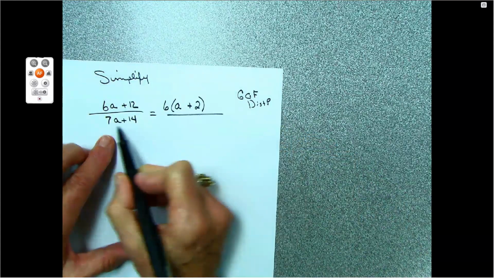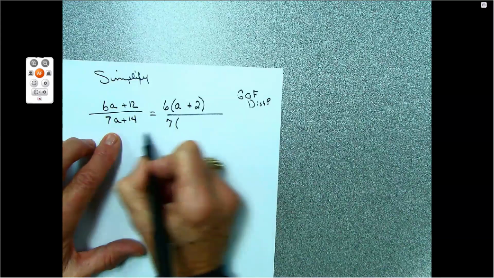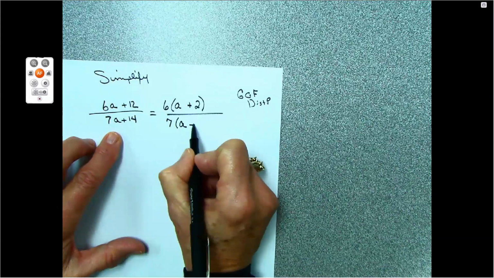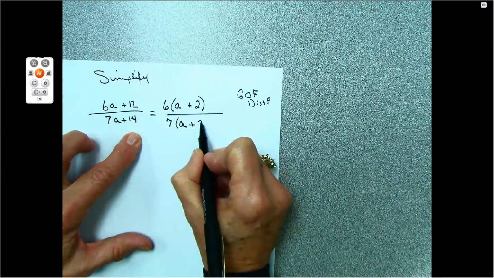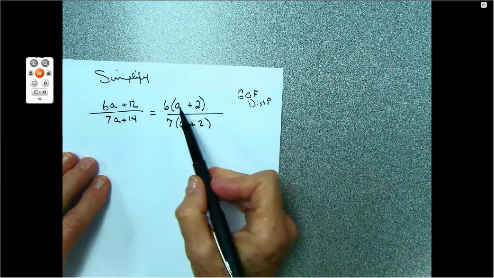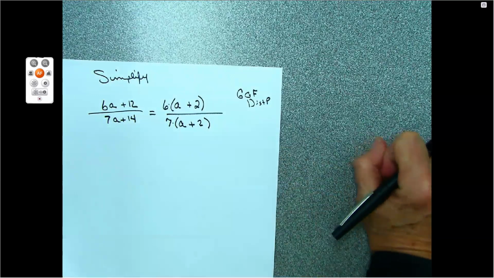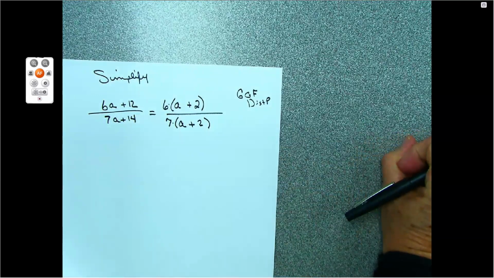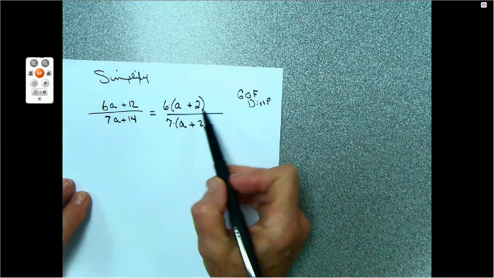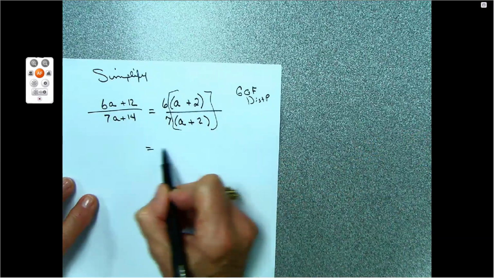In the denominator, 7 looks like the greatest common factor. 7 times what would give me 7a? And 7 times what would give me 14? Okay, simplifying. So now we're looking for other names for 1. Well, everything is factored, so we can simplify by looking for another name for 1 as long as it's all multiplication. And it is. So here I have another name for 1, leaving 6/7.